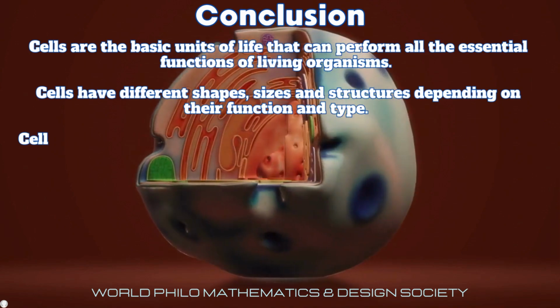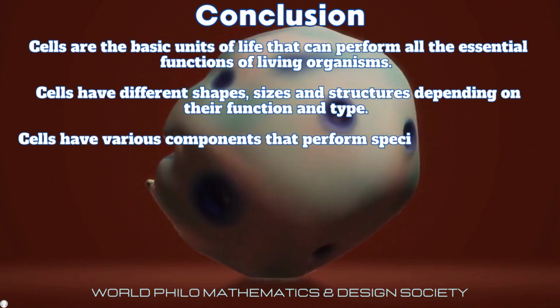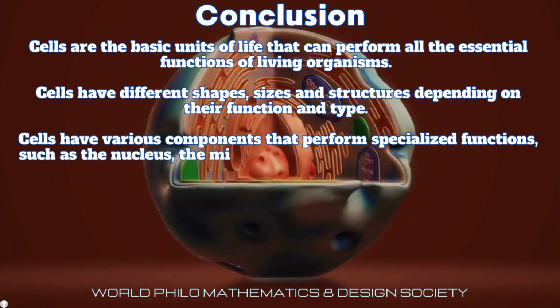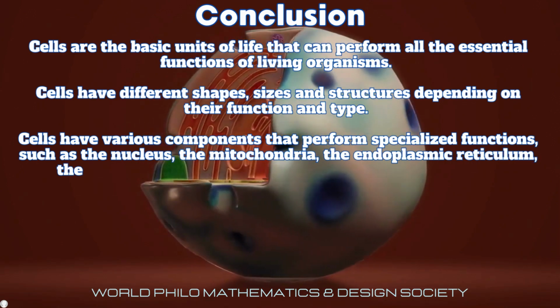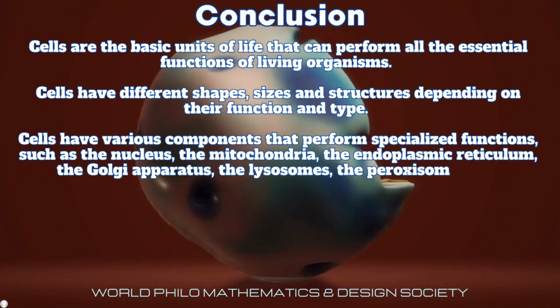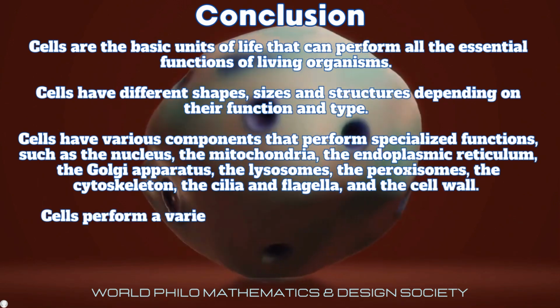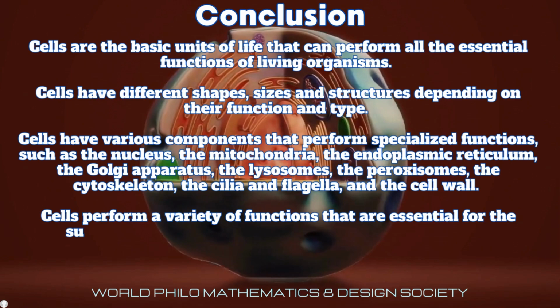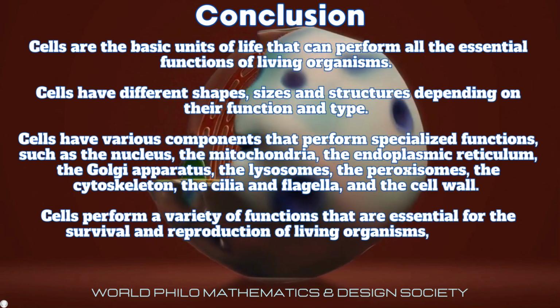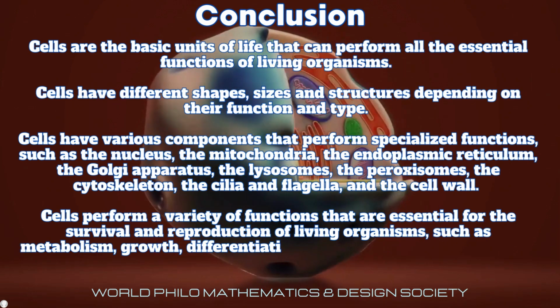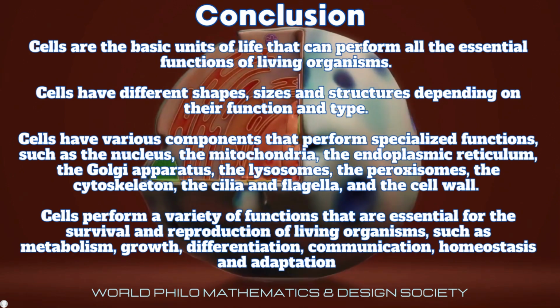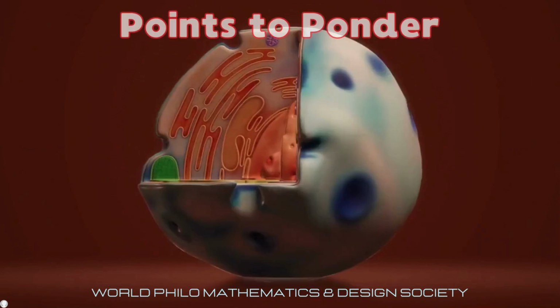Cells have various components that perform specialized functions, such as the nucleus, the mitochondria, the endoplasmic reticulum, the Golgi apparatus, the lysosomes, the peroxisomes, the cytoskeleton, the cilia and flagella, and the cell wall. Cells perform a variety of functions that are essential for the survival and reproduction of living organisms, such as metabolism, growth, differentiation, communication, homeostasis, and adaptation.